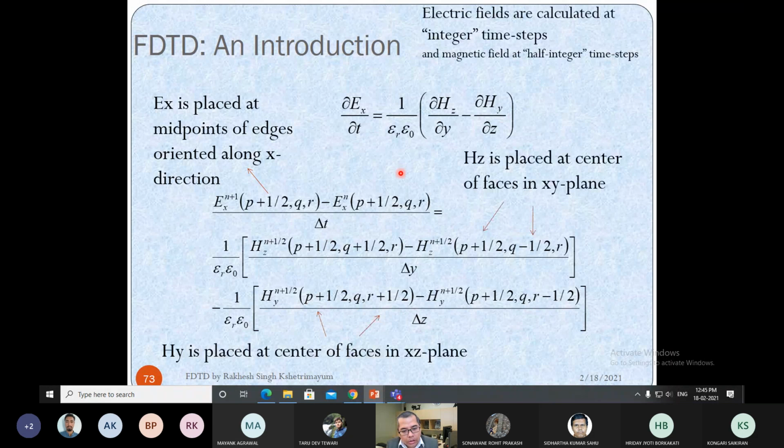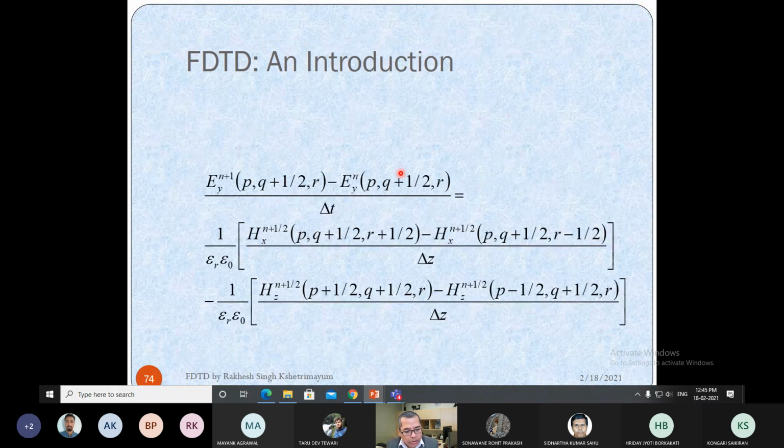Once you know this, you can do the other ones very similarly. For example, you want to do del Ey by del t. So the electric field is calculated at the integer time step, so n plus 1 and n here. Ey is at the center along the y-axis, so for the running variable for y, q plus half, q plus half. Others will be integer, p r, p r.